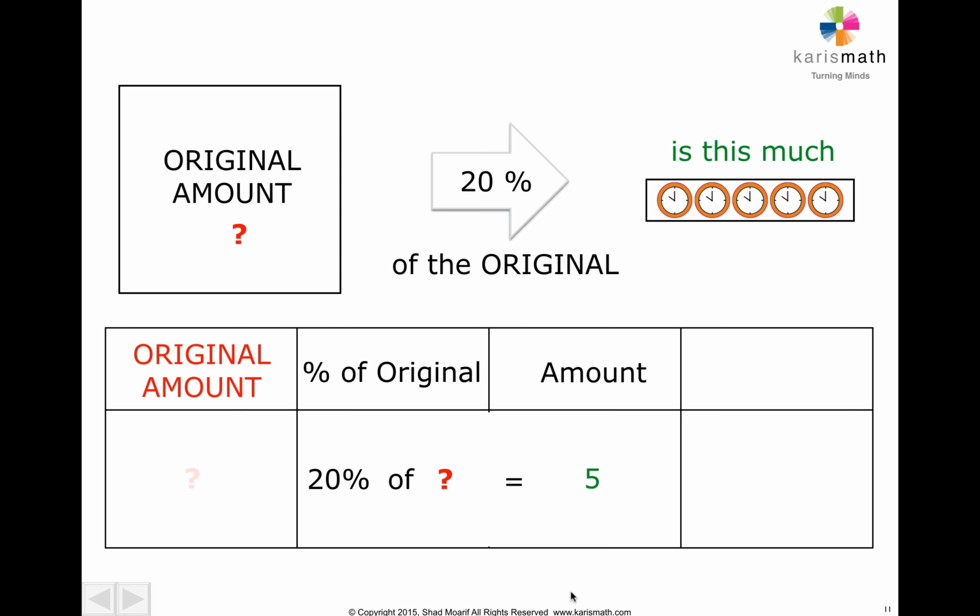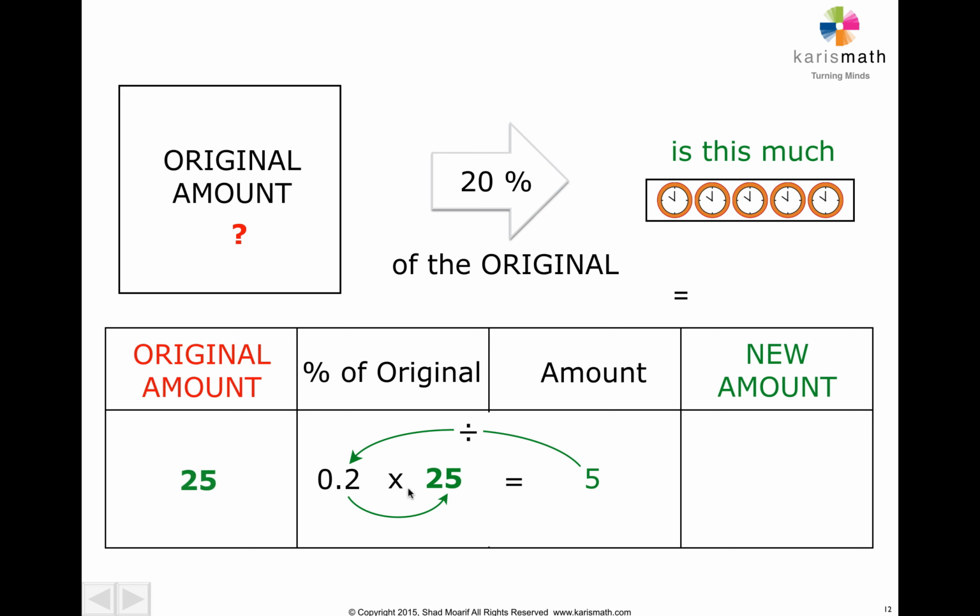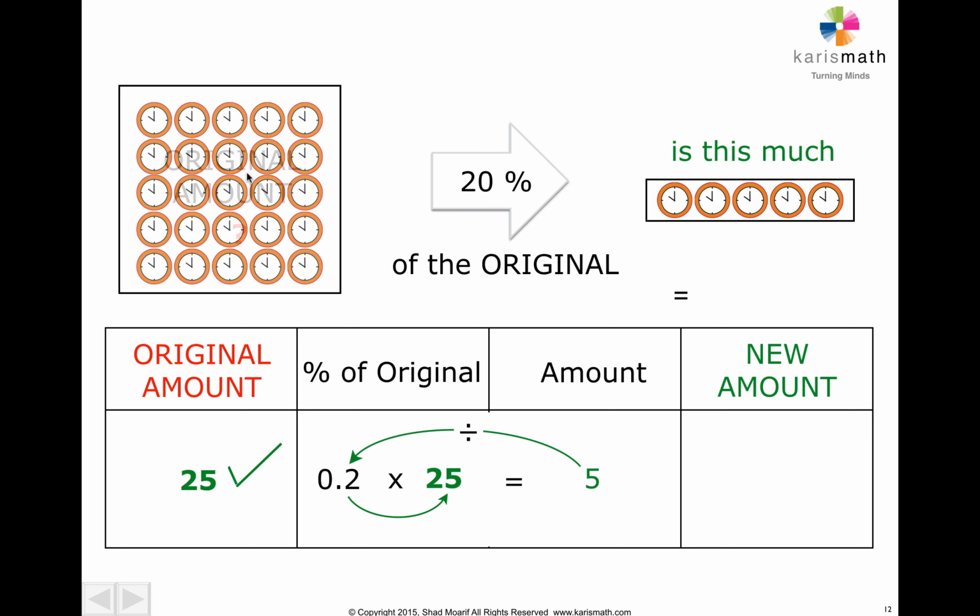That's the question. And how we do this, you know it by now. That is 0.2 times what is 5? Well, if you divide this amount, which is a partial amount, by the percentage, that means 0.2, you'll get the answer. What's 5 divided by 0.2? That's right, it's 25. That means the original amount was 25 clocks. So if you take 20% of 25 clocks, means 1/5 of 25 clocks, you will of course get 5 clocks. You can always check your answer like that.